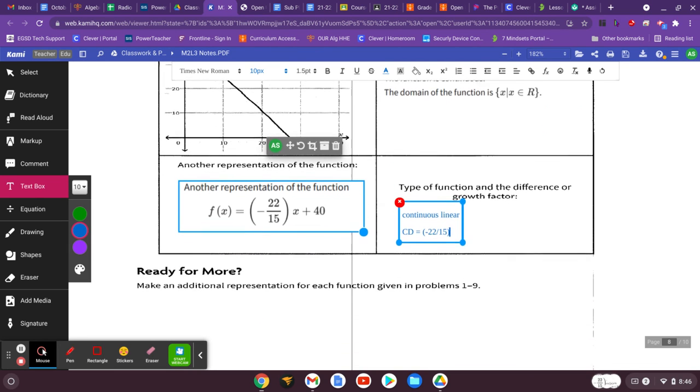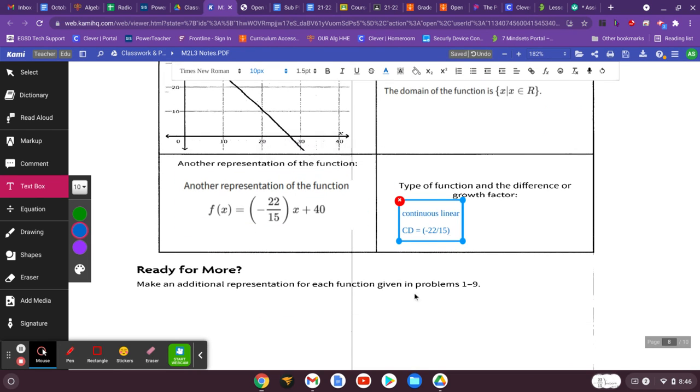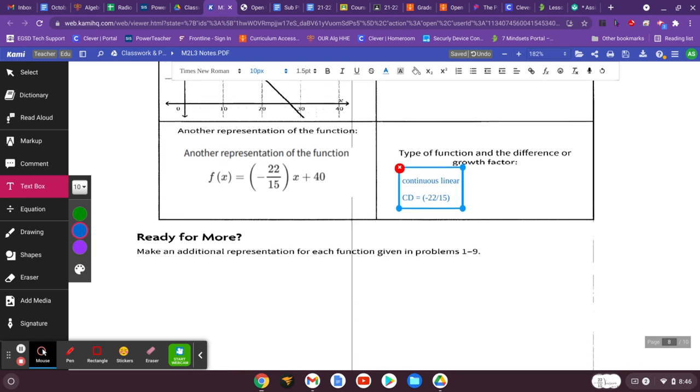All right, that is all we've got for this one. If you want to practice by doing more representations for each of those, go for it. Otherwise, you are set to go.